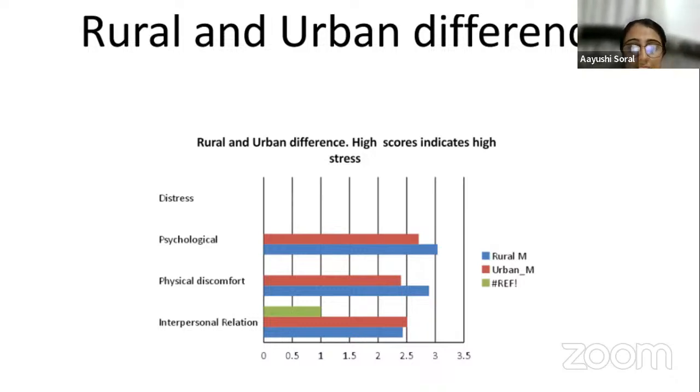But we can see that in interpersonal, the urban population is high, yes, correct.